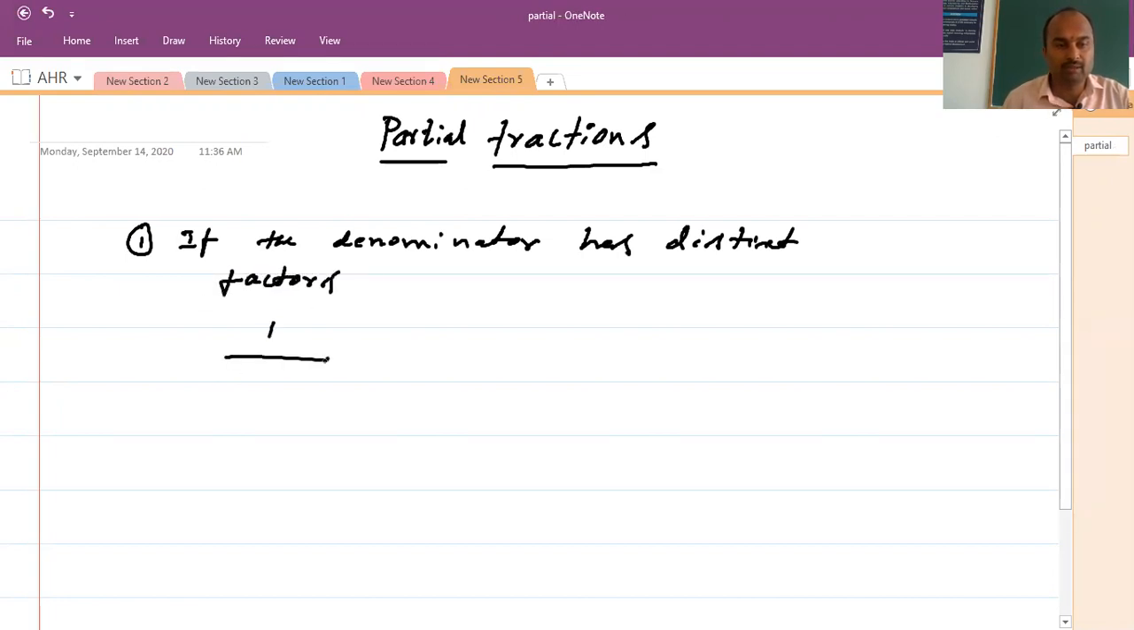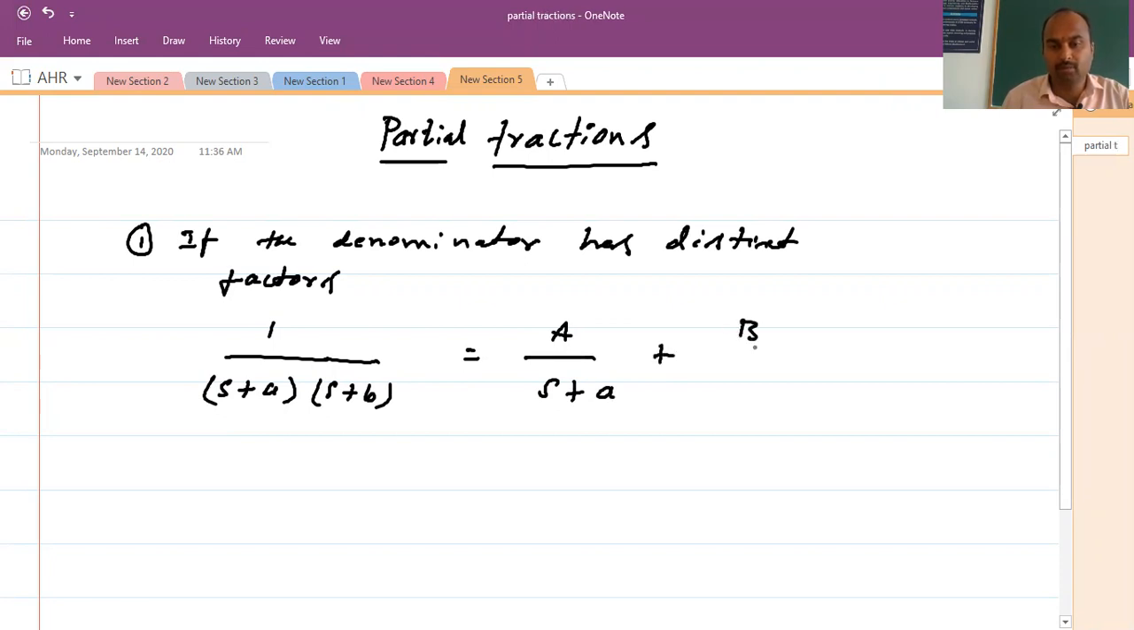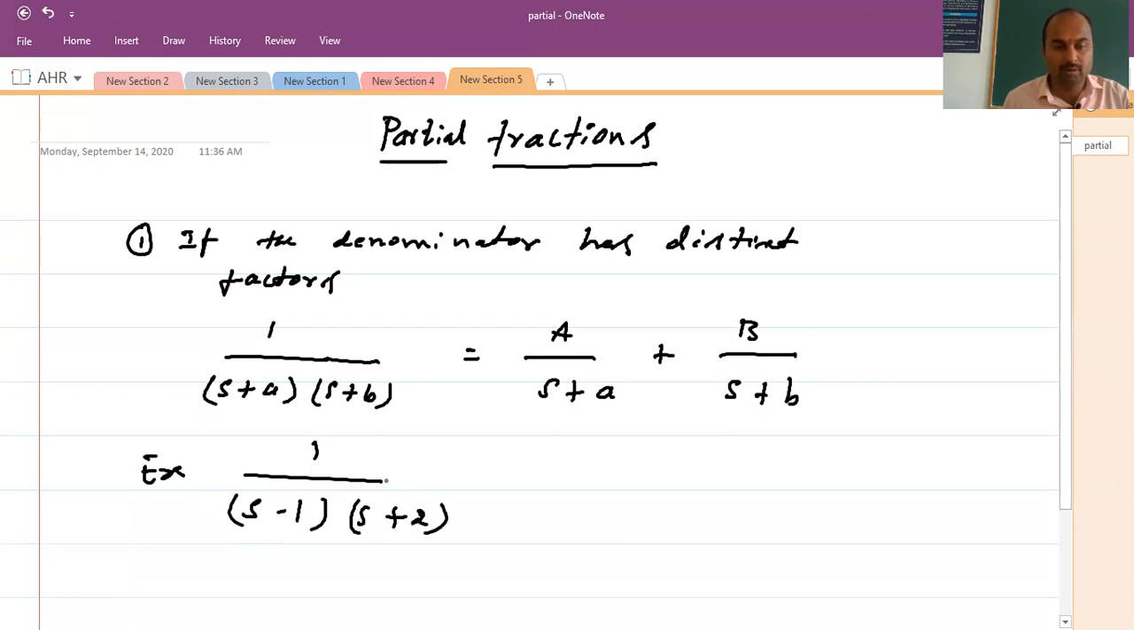That is, suppose if it has 1 by s plus a into s plus b, then we'll write this as a by s plus a plus b by s plus b. So for example, if you take 1 by s minus 1 into s plus 2, then we can write it as a by s minus 1 plus b by s plus 2.